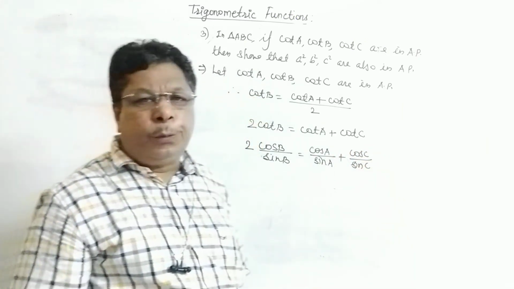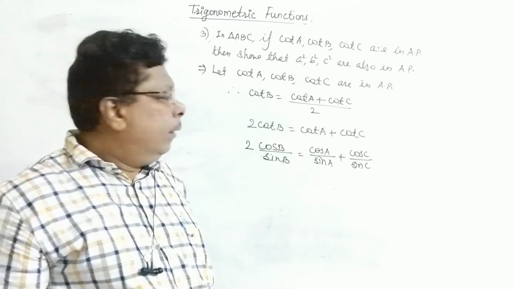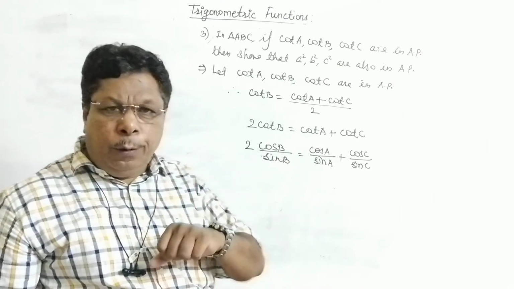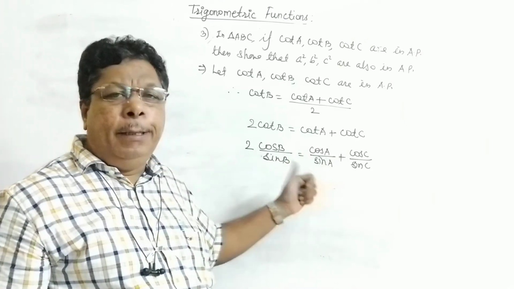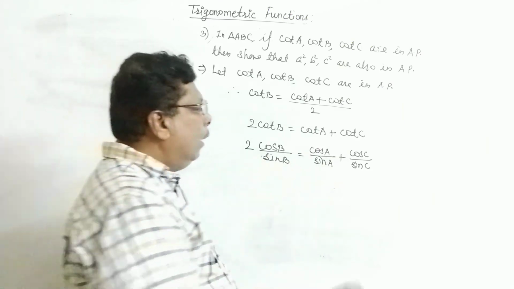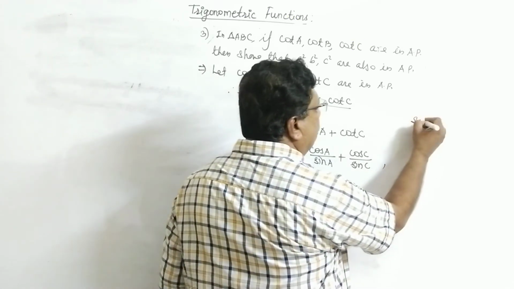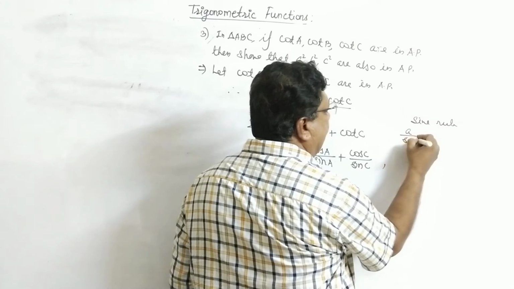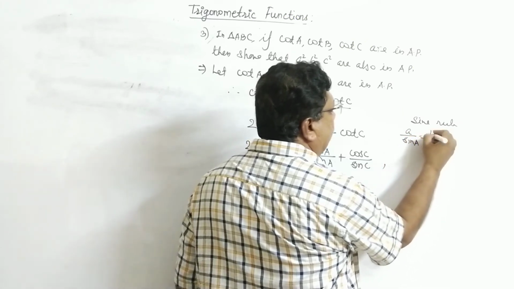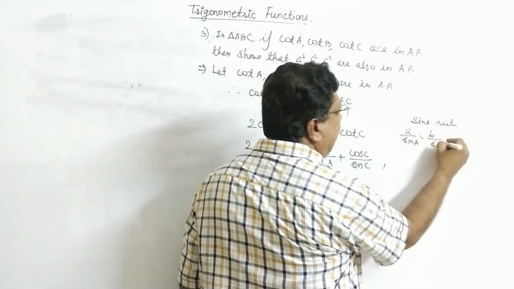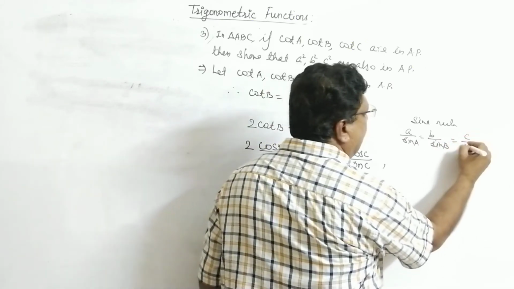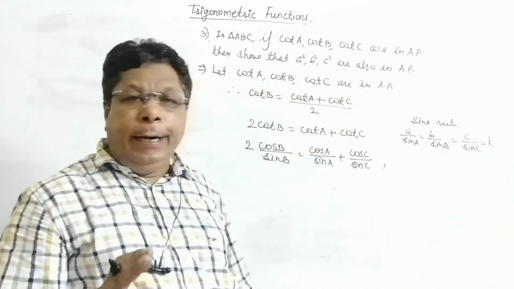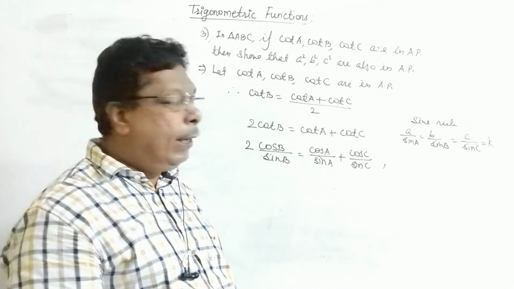Now here we have to substitute the values of cos A, cos B, cos C from the cosine rule and sin A, sin B, sin C from the sine rule. What is sine rule? a upon sin A equal to b upon sin B equal to c upon sin C. Suppose this ratio is equal to K. It means each ratio is equal to K.